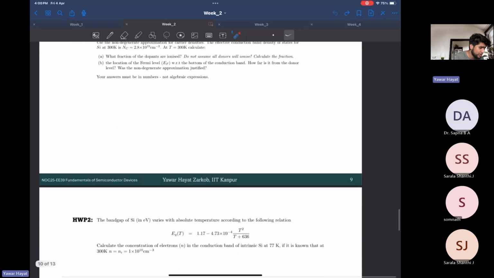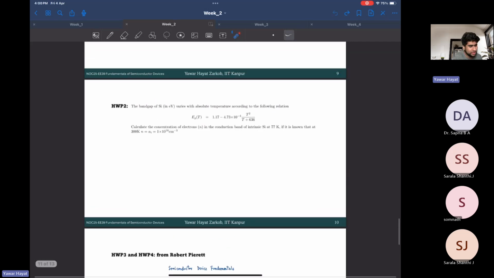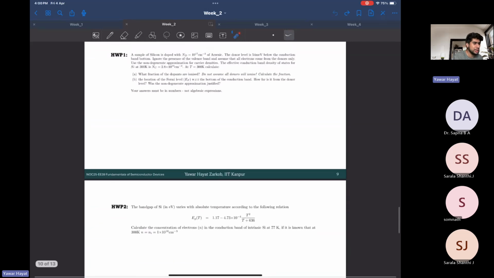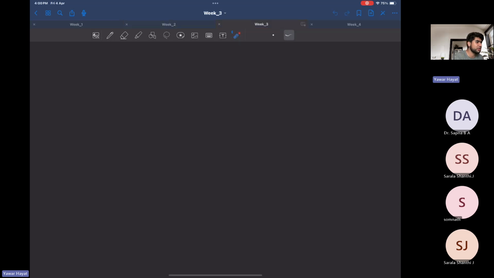Again, homework problem 1 and homework problem 2 were optional. Good if you solved them. If not, we can discuss via mail. You can mail me the solutions and I'll see if you have done it correctly or not. Okay, let's move on to week 3.